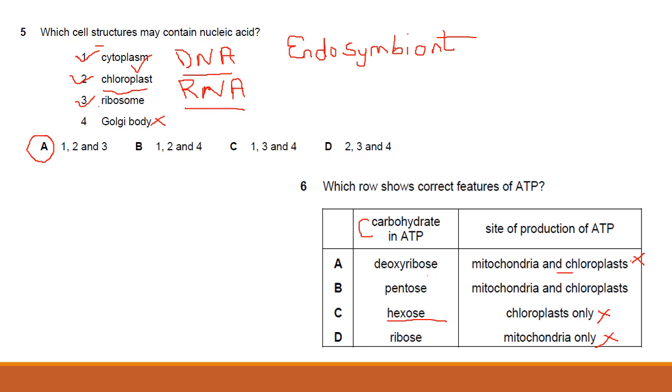So you know that, okay, this can't be the answer because chloroplast only is not an option. Mitochondria only is also not an option because, like I said, it's in both. Deoxyribose is the sugar in DNA. It's not the sugar in ATP, so that can't be the answer, and that leaves you with B. All right.